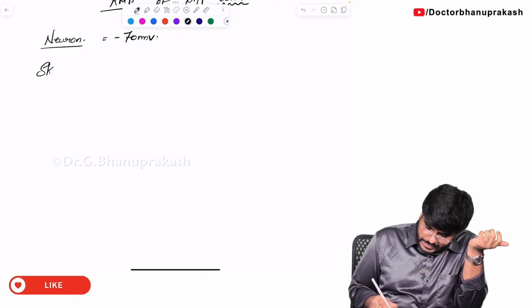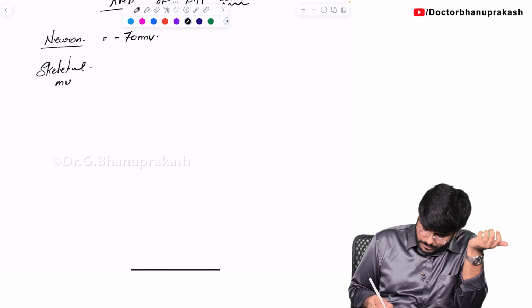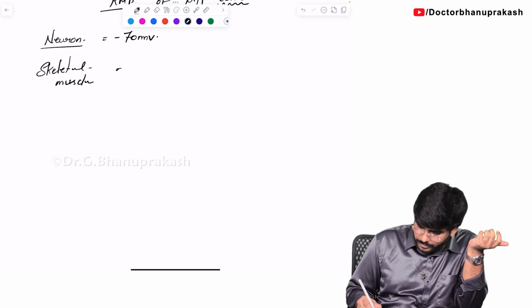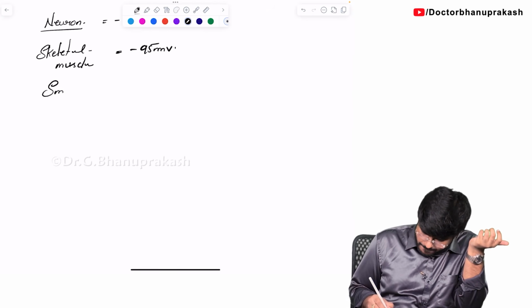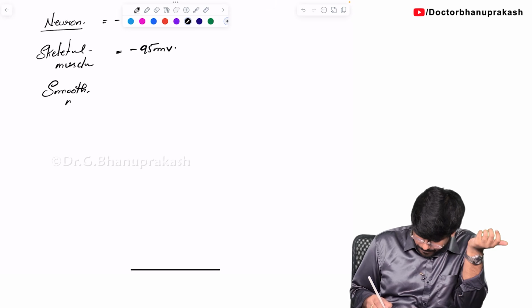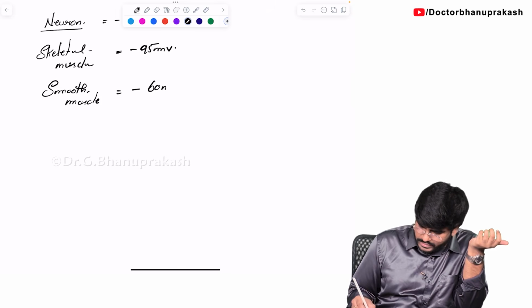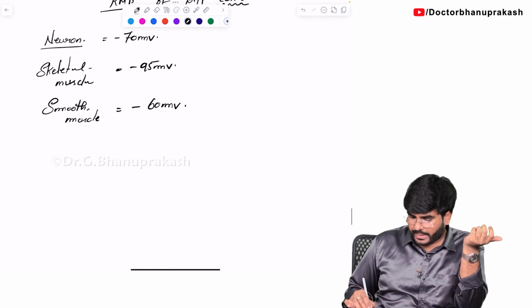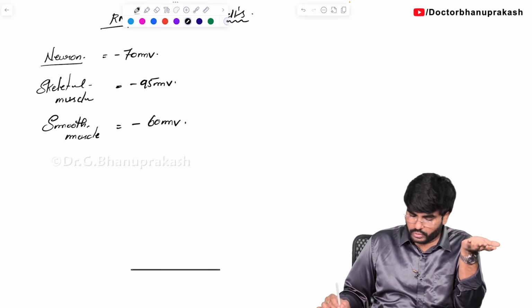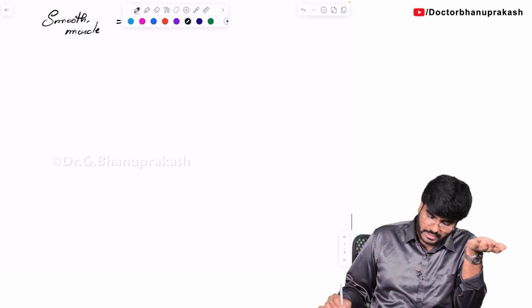If they ask you about the skeletal muscles, it is going to be minus 95 millivolts. Smooth muscle is going to be minus 60 millivolts. These are the values that you need to learn by heart: neuron resting membrane potential minus 70 millivolts, skeletal muscle minus 95, smooth muscle minus 60 millivolts.